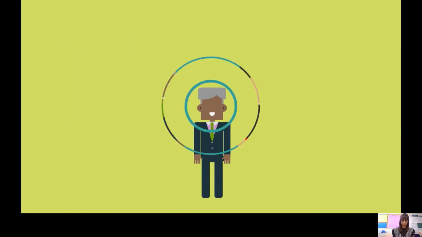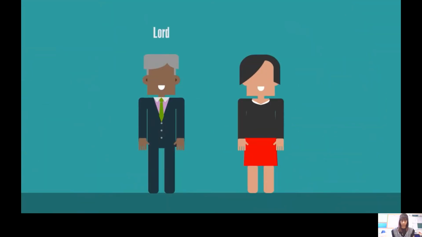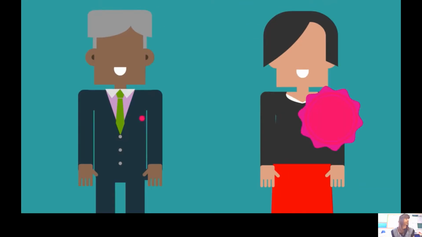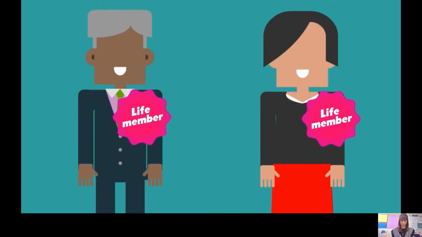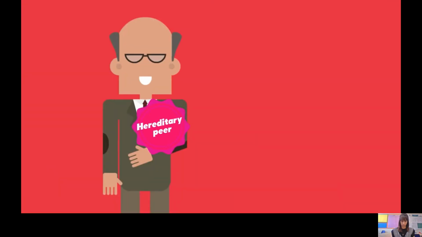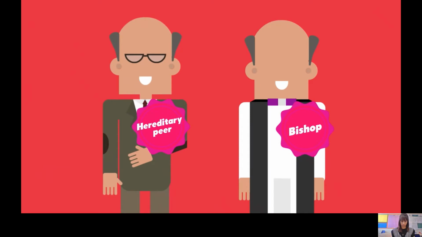Successful nominations are then recommended by the Prime Minister and approved by the monarch. Once approved, you become a lord if you're a man, or a baroness if you're a woman, and you are then a member of the House of Lords, a peer for the rest of your life. In the House of Lords, there is also a small group of hereditary peers who have had their position passed on to them by their family, and some bishops.